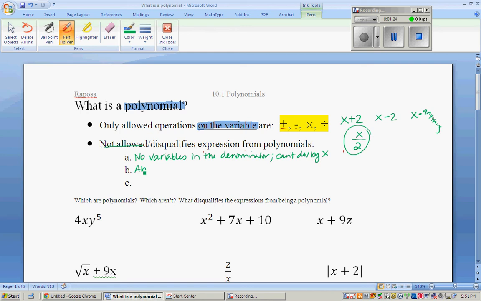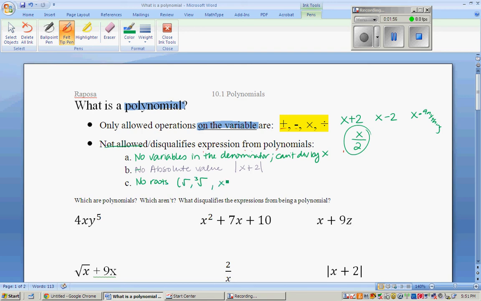You also can't have absolute value. So we're going to write no absolute value. So you could have x plus some number like 2, but the second you put absolute value around it, it is no longer a polynomial. And the final thing is there are no roots. No square roots, no cube roots, no nothing.